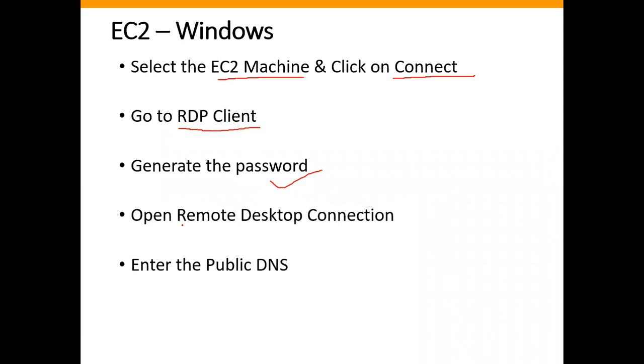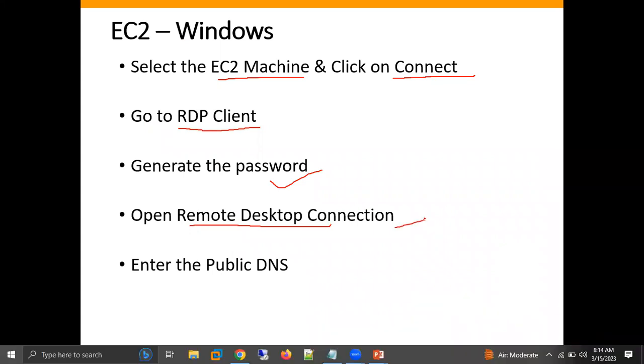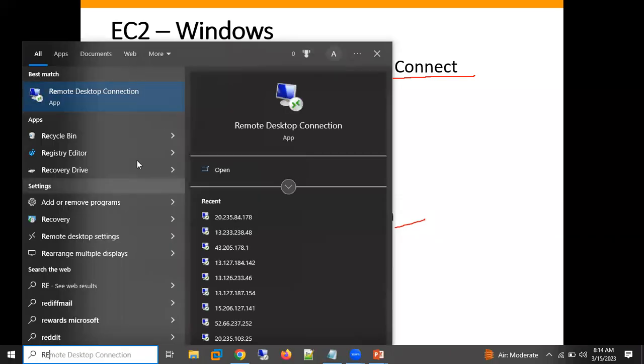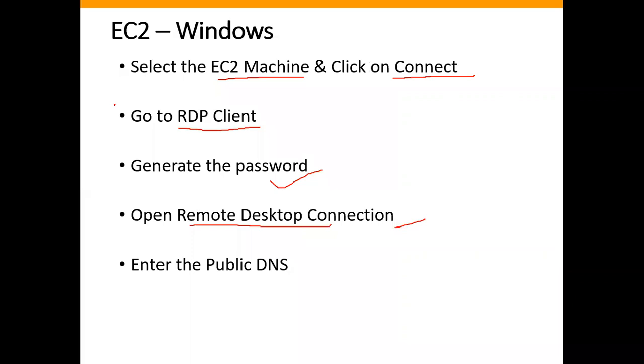Now open remote desktop connection. Is there any software which we need to download? No. I don't need to download this remote desktop connection. In a Windows machine, by default, you have it. When you just search for RE, you get it in your Windows machine. Click on that.